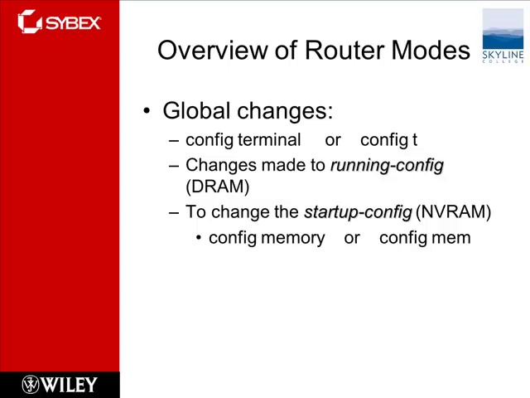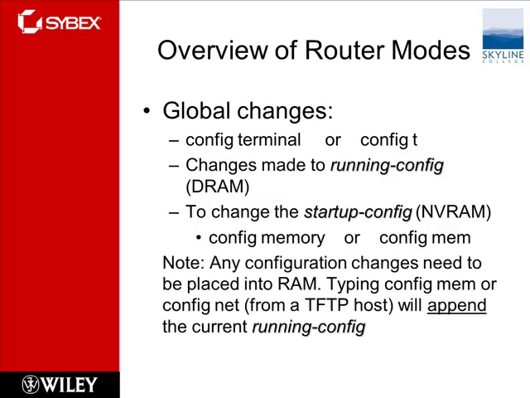So you had to go back and figure out what you did, or whoever did whatever when, documentation, saving these things in order to do that. To change the startup config and NVRAM config memory, or config mem, to change these things. Any configuration changes need to be placed into RAM. Typing config mem or config net from a TFTP host will append to the current running config. Doesn't overwrite the running config.